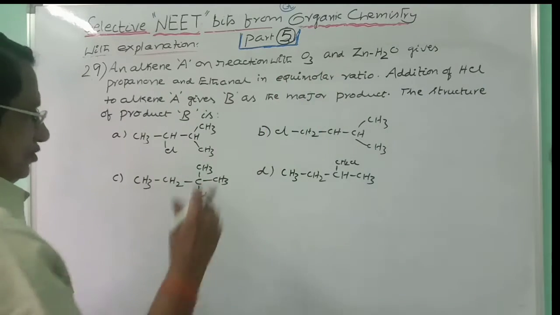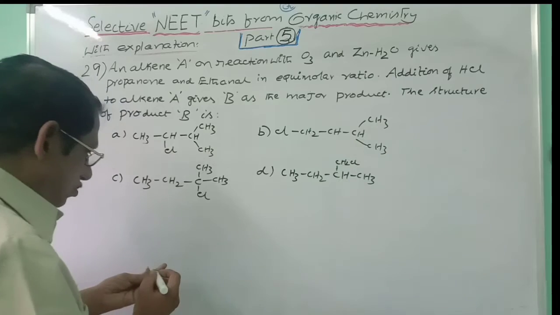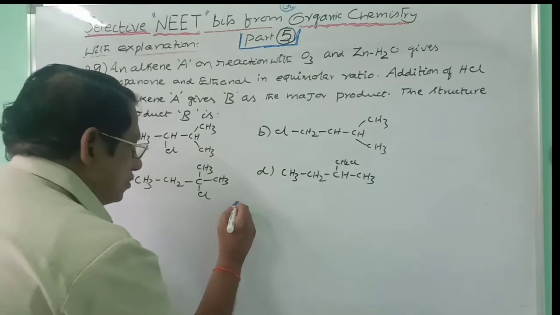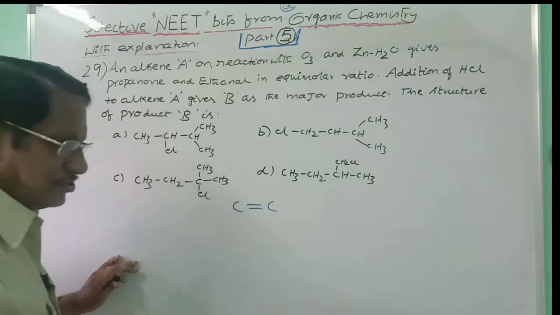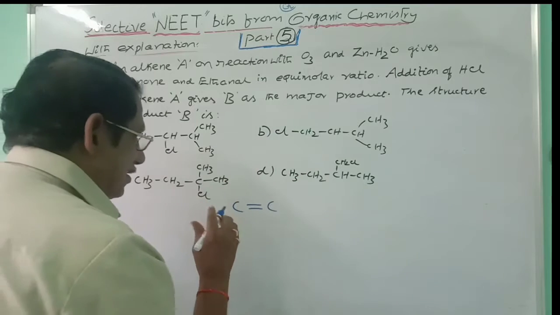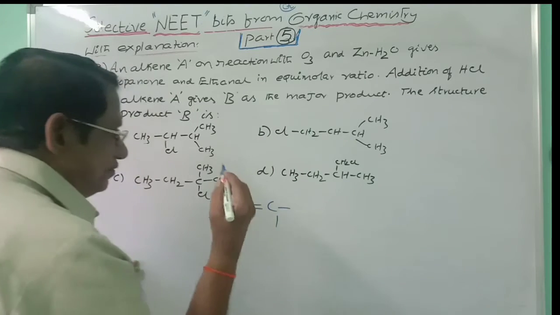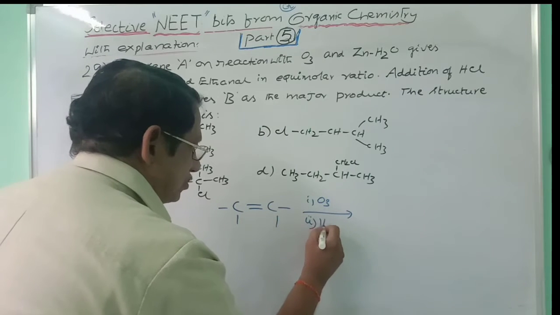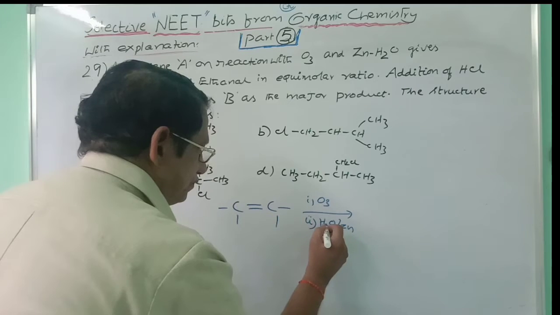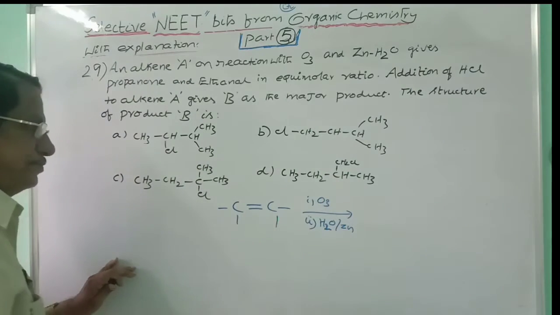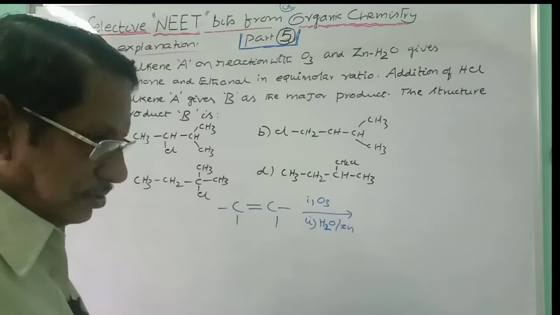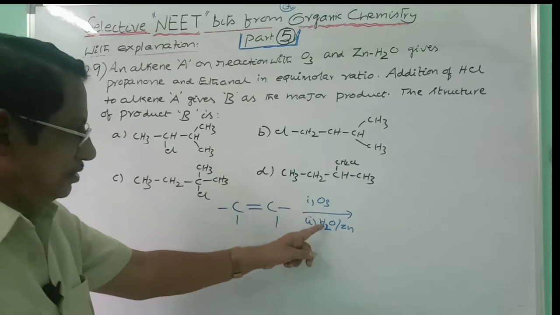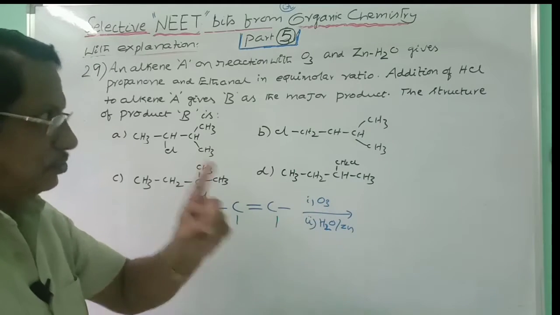Alkene A on ozonolysis. Whenever you do ozonolysis, it can be done on alkene as well as alkyne. So I am taking an alkene here. First ozone addition, next hydrolysis in the presence of zinc. Zinc must be there, otherwise aldehyde may be converted into acid. So when this is treated with ozone and hydrolysis, this is put together called ozonolysis.